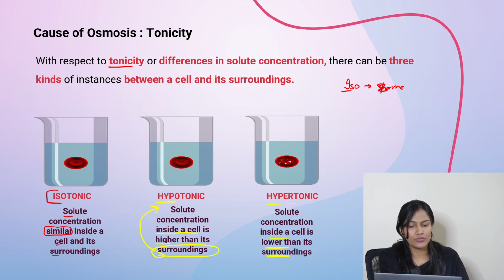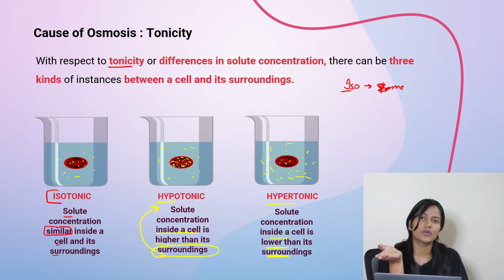So 1, 2, 3, 4, ... 20. बहुत सारे solutes present हैं, right? Whereas in this condition, the cell is hypertonic, cell is having more solutes in comparison to the outside. And in this condition, both of them are going to have equal amount or equal concentration of the solutes.